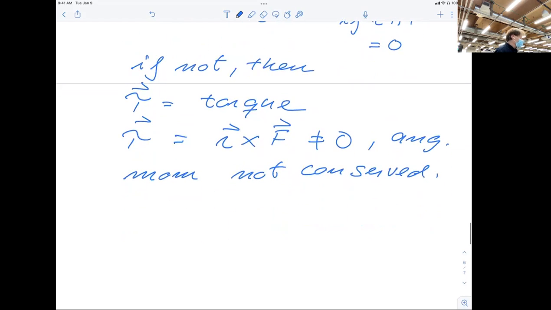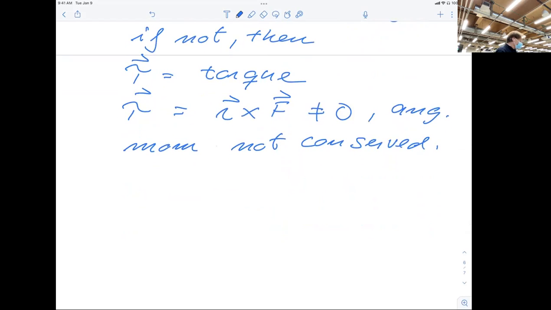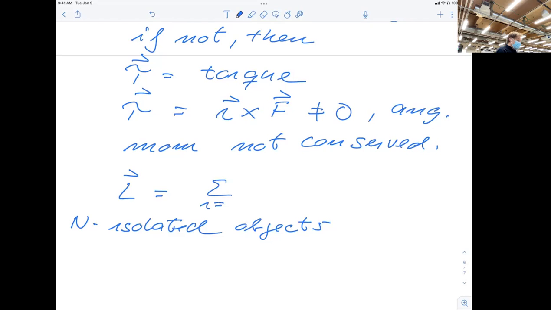So the mathematics here is not, how to say, intimidating. I hope not. So if we look at L here, and we have a collection of objects, and what we are going to say now is that we have isolated objects. So we have n isolated objects. So the total angular momentum is the sum of all the angular momenta of the different objects, L of i, like this.